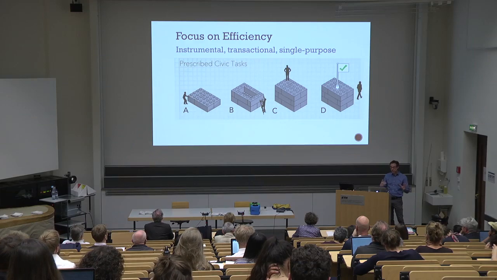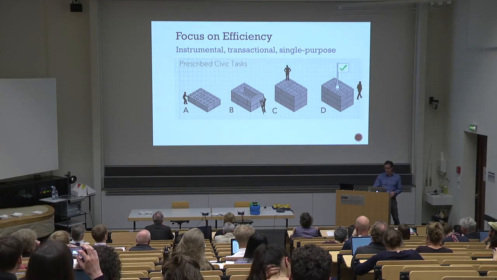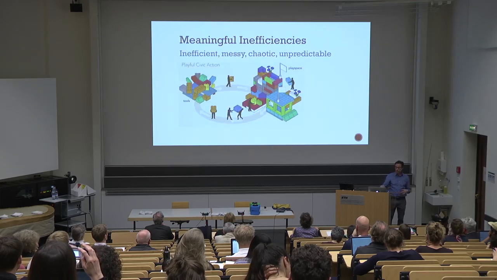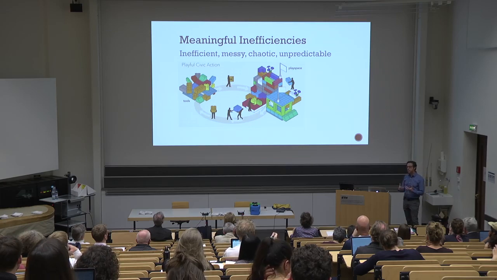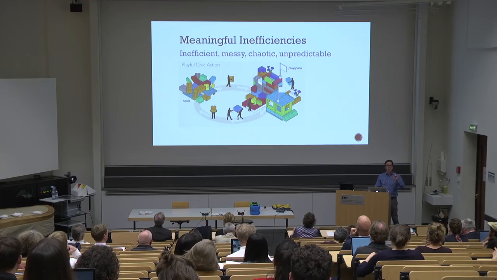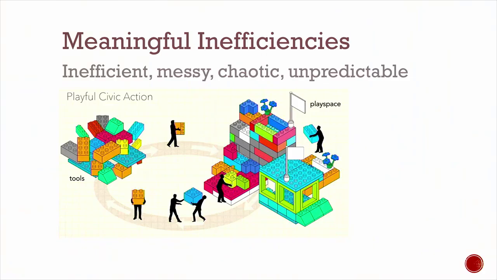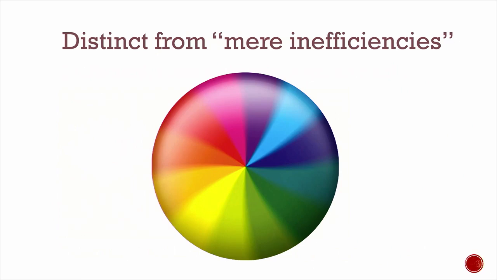And so this is a move away from a kind of efficiency model, which is instrumental, transactional, and single purpose, where we move from point A to point D, to a meaningfully inefficient model where we can embrace that messiness, that chaos, or that unpredictability, not as the overarching value of the system, but within the system, designing room for play within the systems that we operate in. And this is distinct from mere inefficiencies.